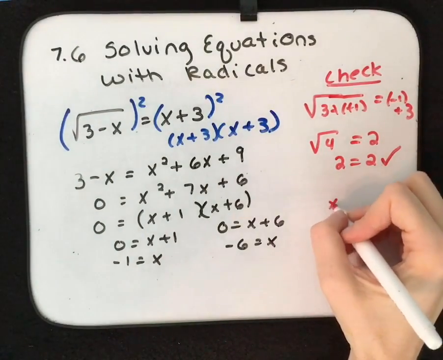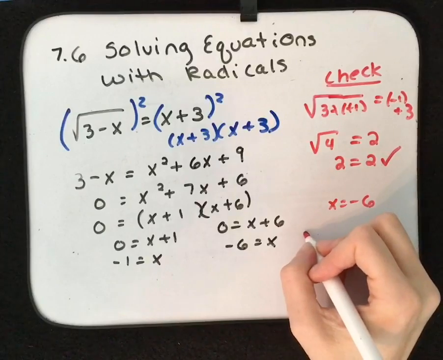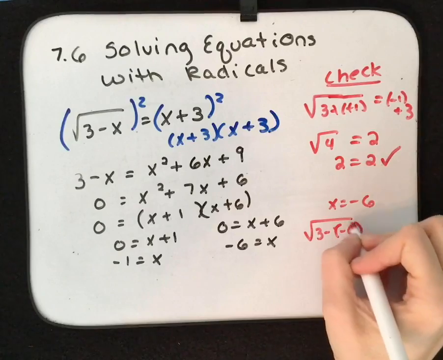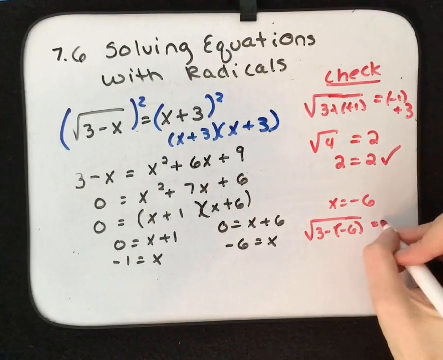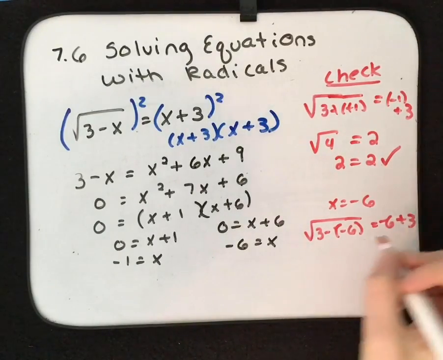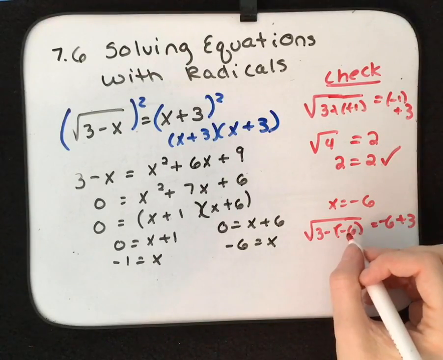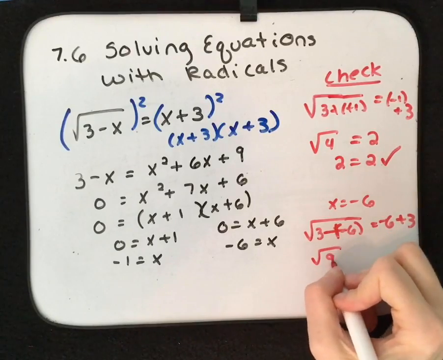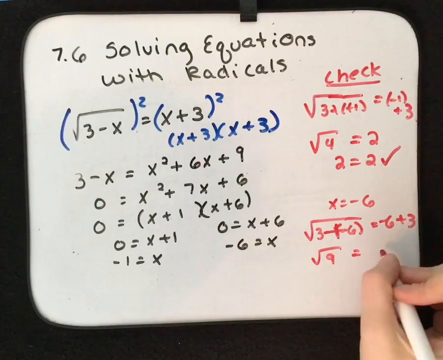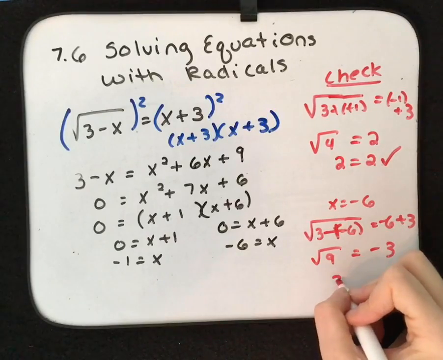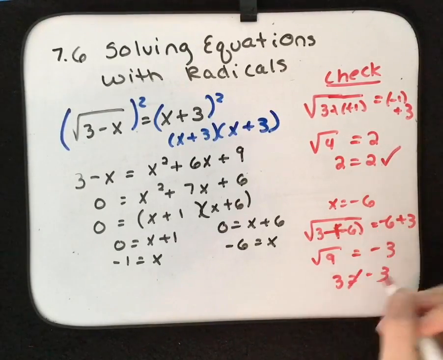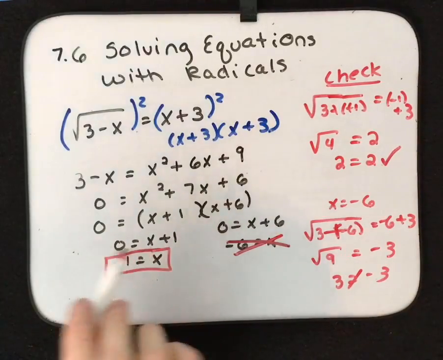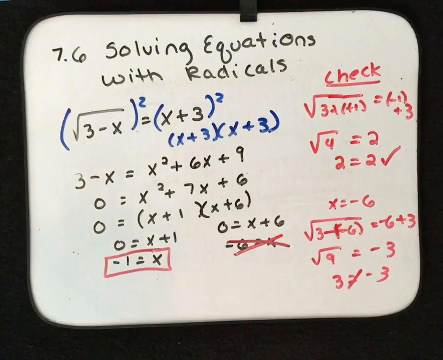So this one will be x equals negative 6. So we have our square root of 3 minus negative 6 equaling negative 6 plus 3. So 3 minus negative 6, that becomes 3 plus 6. So that gives us the square root of 9. Negative 6 plus 3 is negative 3. The square root of 9 is 3. 3 does not equal negative 3, so this solution doesn't work, which means x equals negative 1 is our solution.